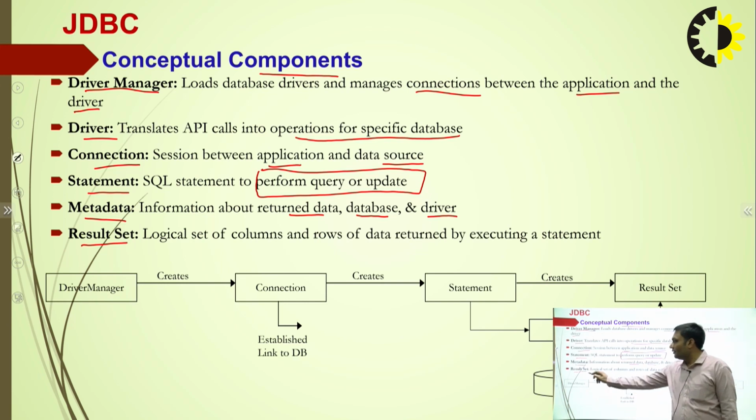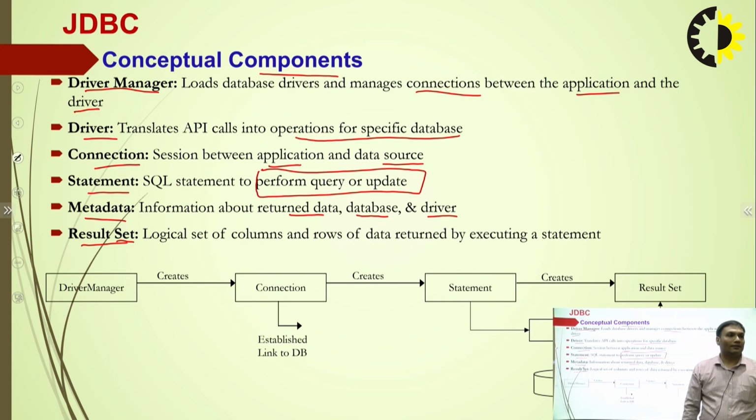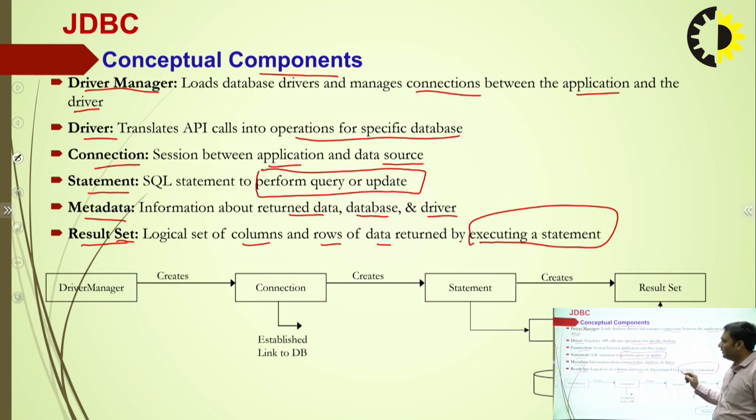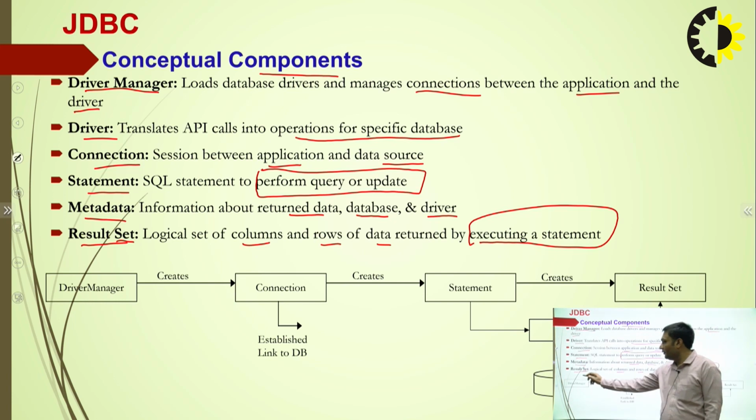Now the next and last component, which is a very essential component, is the ResultSet. A ResultSet is a logical set of columns and rows of the data that is returned by executing the statement. A statement means an SQL statement. So after executing the SQL statement, the result will be processed through this ResultSet.